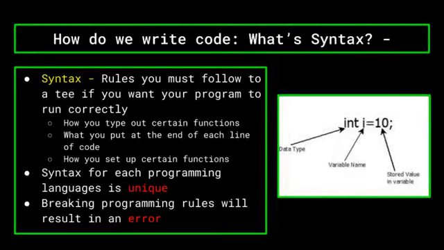Each programming language has its own syntax, or rules, that you have to follow to a T if you want your program to run correctly, just as if you were speaking in real life. These can be things such as how you type out certain functions, what you put at the end of a line of code, and how you set up certain functions. Each language is unique in its syntax, and while some may share similar rules, all will have some quirk which makes it stand out from the rest.